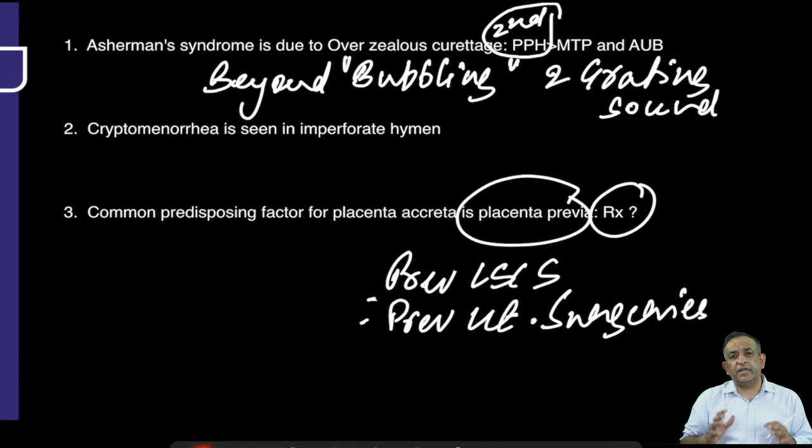So what do you have to do? Do a laparotomy and do a lot of smart suturing if you're a good surgeon. But most of the time, even if you're a good surgeon, you end up with a hysterectomy. So mostly a hysterectomy is required for a placenta accreta, and also for a placenta increta and placenta percreta. For all of these you will require a hysterectomy eventually. Sometimes we are able to save the uterus, but many times we end up doing a hysterectomy, right?